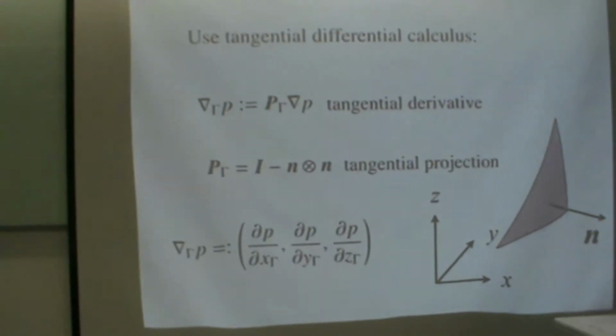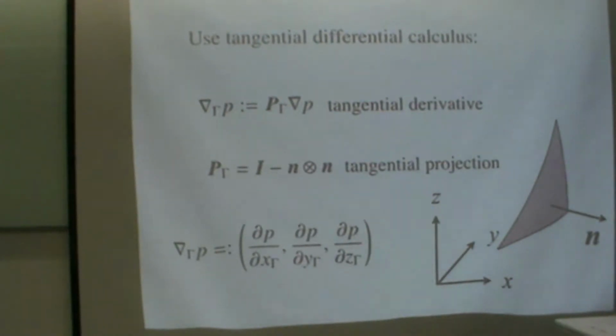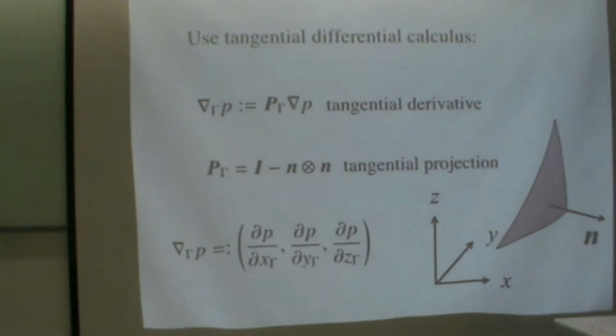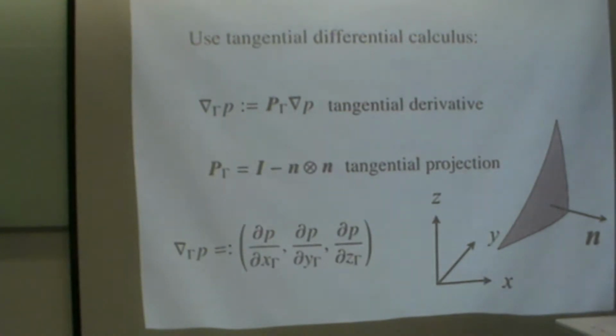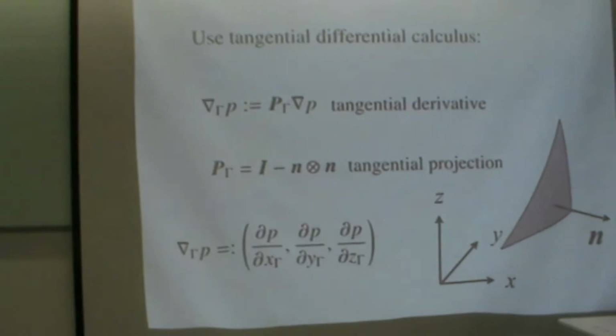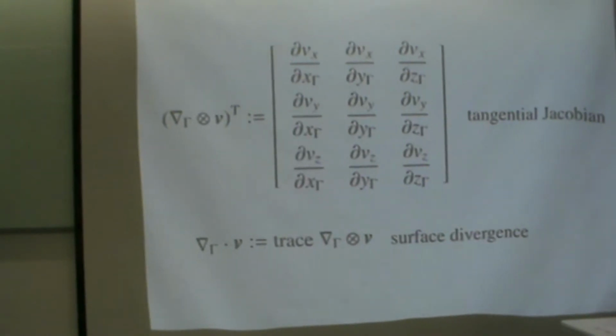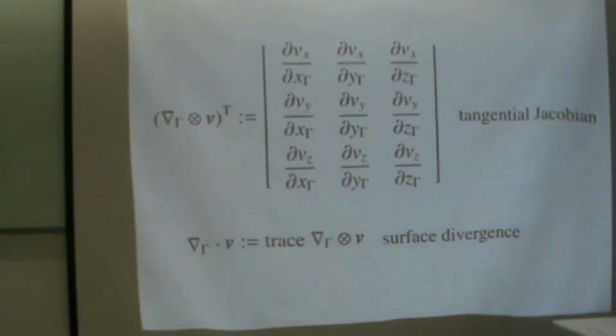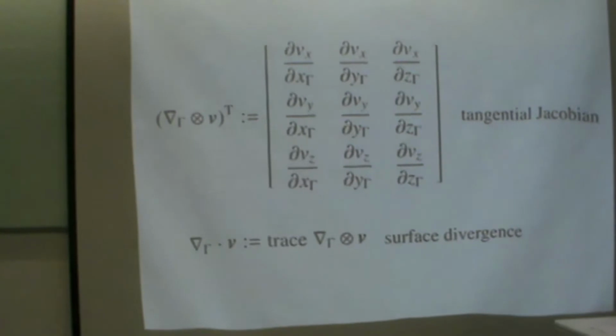So what they did was they used tangential differential calculus, of which I'd never heard. But it was easy to understand. So you formulate the surface gradient by simply projecting the three-dimensional gradient onto the surface plane, in the tangential plane, using the normal vector to the surface. Then you get three new derivatives, which I call x gamma, y gamma, z gamma. And you can set up the surface Jacobian, and you can define the surface divergence, and you go on, and everything is just as normal, only you're on the surface.